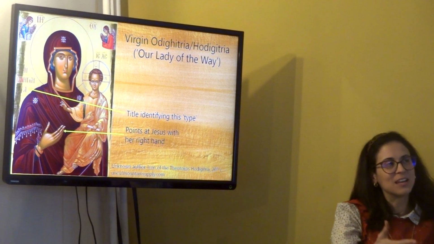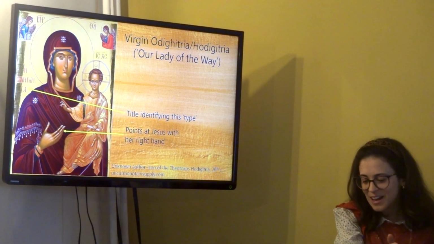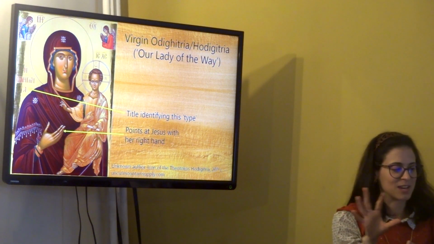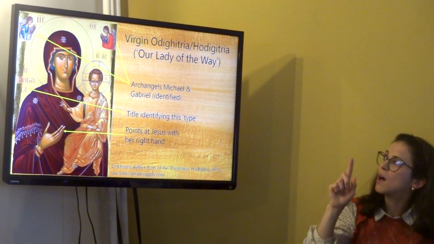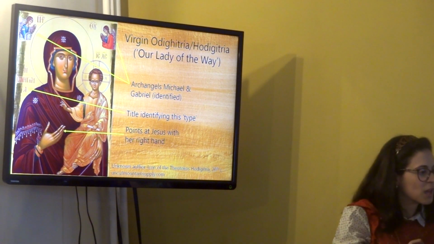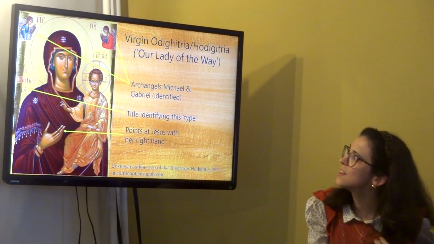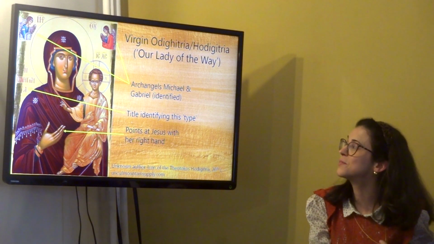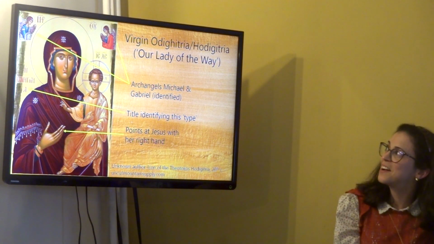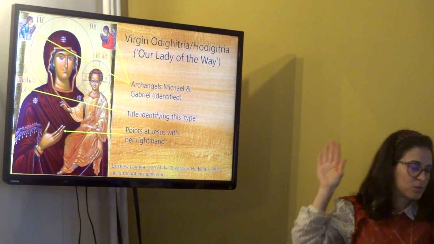What I like about icons is they want to teach you. So they make sure that everything is clear of what you're looking at. You also have the angels Michael and Gabriel, which I think are identified. I said they were identified, and that might be a lie because I'm not sure. I think they are, but the letters are so tiny. They're in the far corners, so tiny that not even I can see them on the computer. But they are there, identifying. I think Michael on our left and Gabriel on our right.